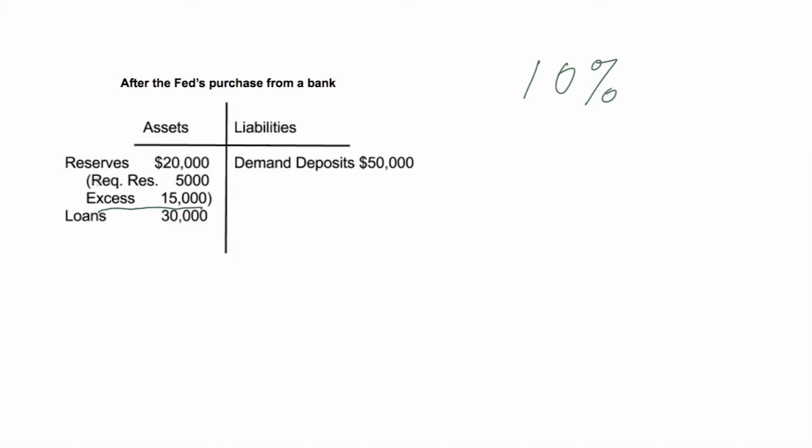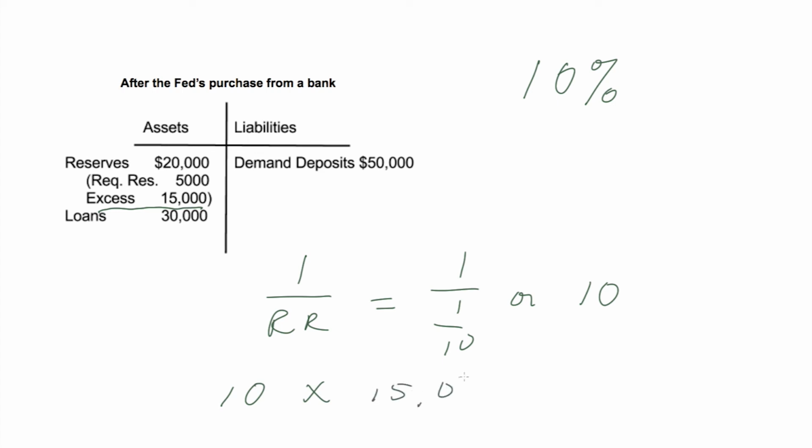Remember, as we said before, our formula for our multiplier is 1 over the reserve requirement, and in this case it would be 1 over 1/10 or 10. Our multiplier is 10 times the $15,000 excess reserves, equaling $150,000 will have been created.